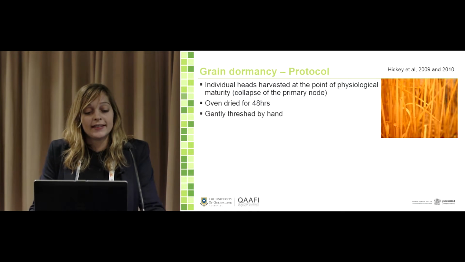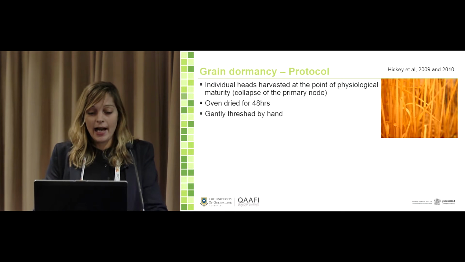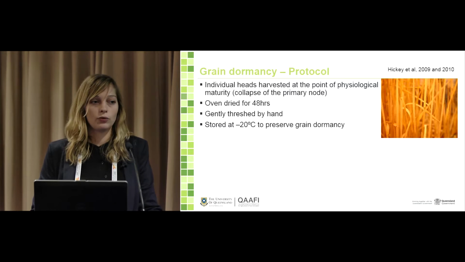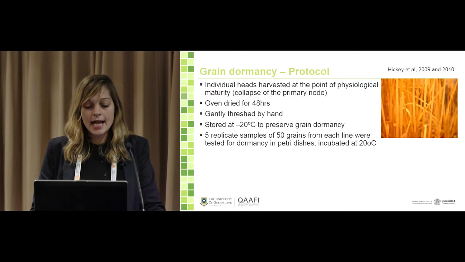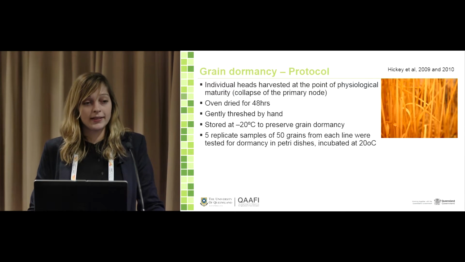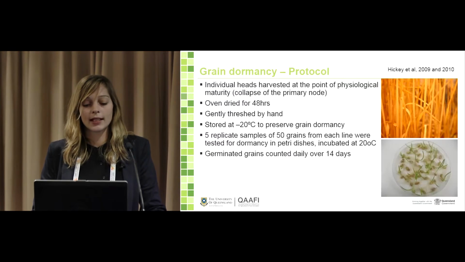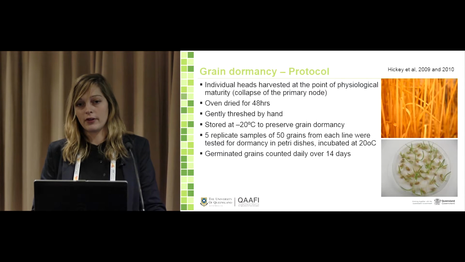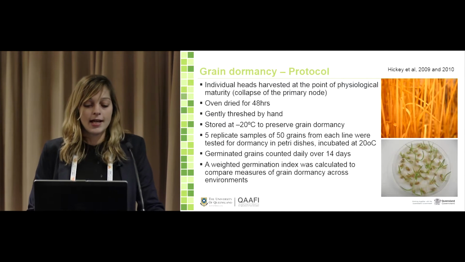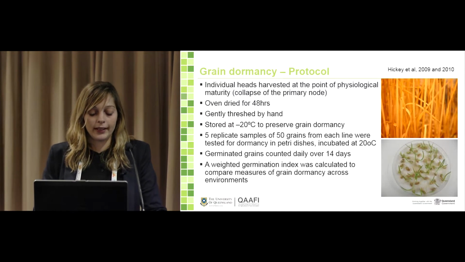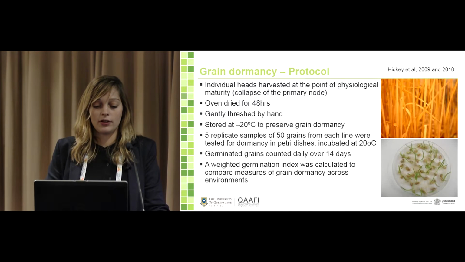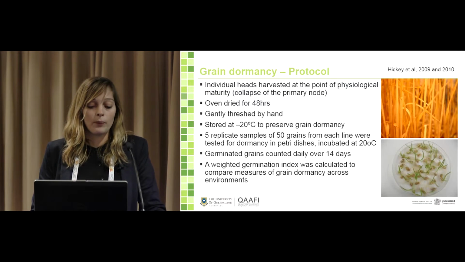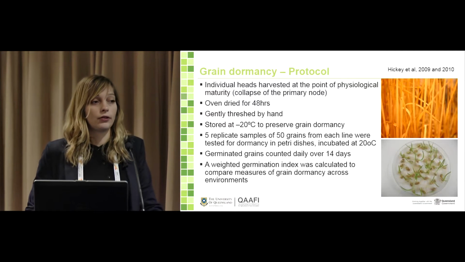We then put the seeds in the oven for 48 hours. We thresh the spikes. We store at -20 to preserve grain dormancy. We then test for dormancy using Petri dishes. And then we count every day during 2 weeks the number of grains that have germinated. And we calculate a weighted germination index to be able to compare the measures of grain dormancy across environments.